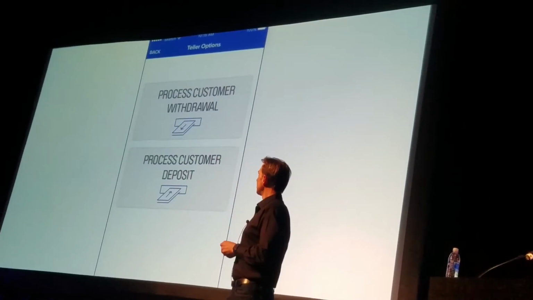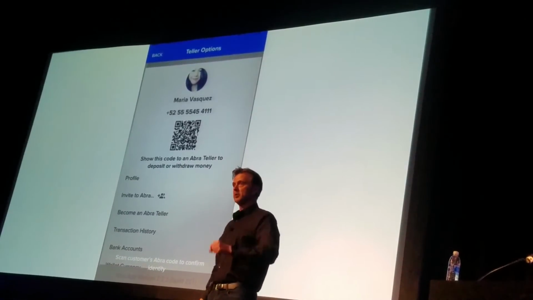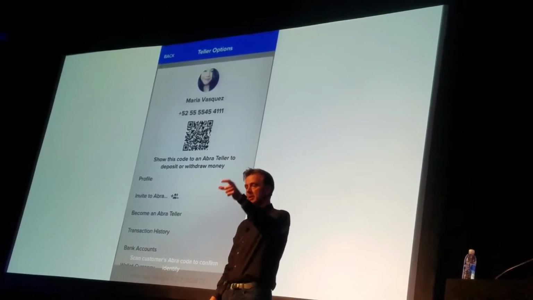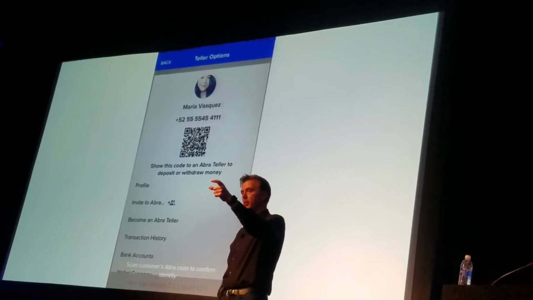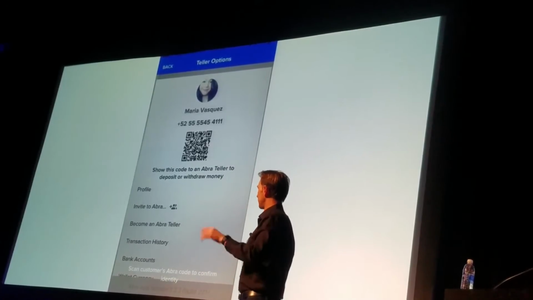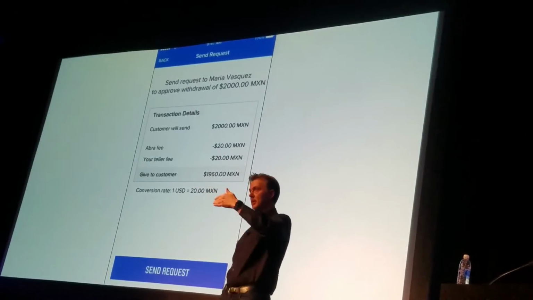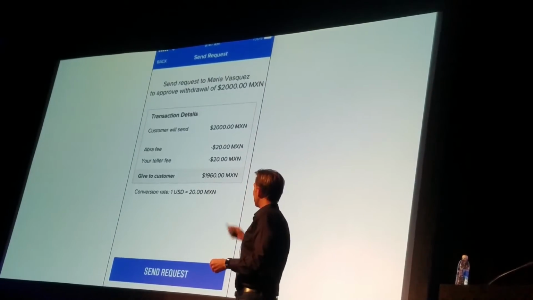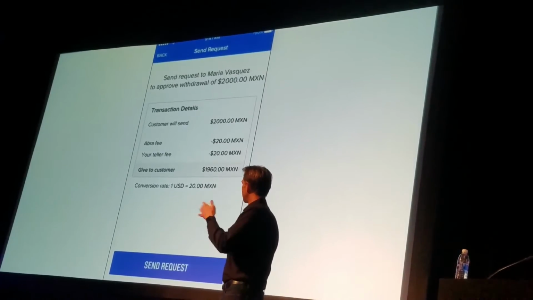So for Maria here, I'm going to process the withdrawal. And the first thing I do is I ask her to start up her Abra app, and if you've never seen it, you just hold the teller's phone over the consumer's phone, and it automatically recognizes their phone and syncs the phone so that there are no typing mistakes, and automatically tells me that I'm transacting with Maria. In this case, I type in the amount that I'm going to withdraw, 2,000.